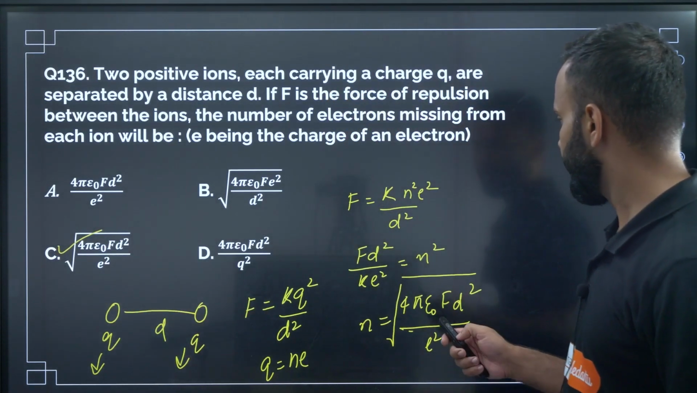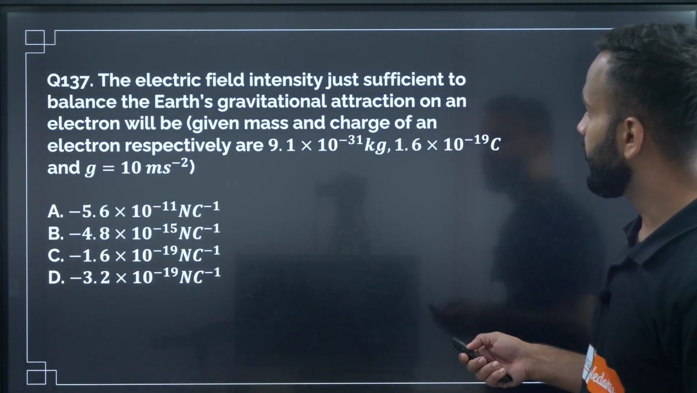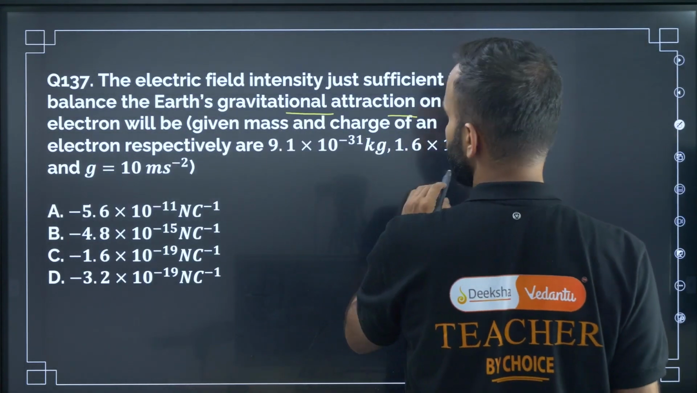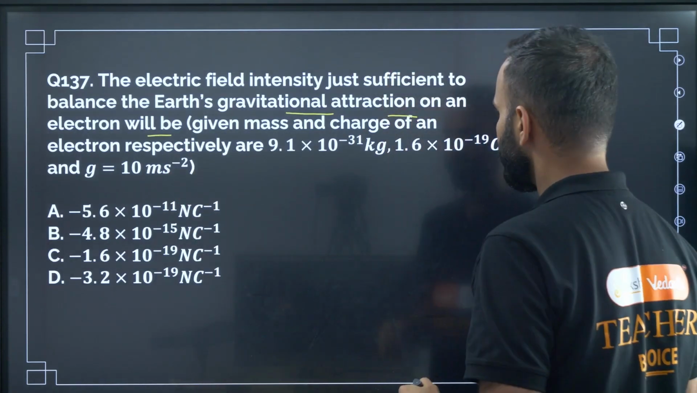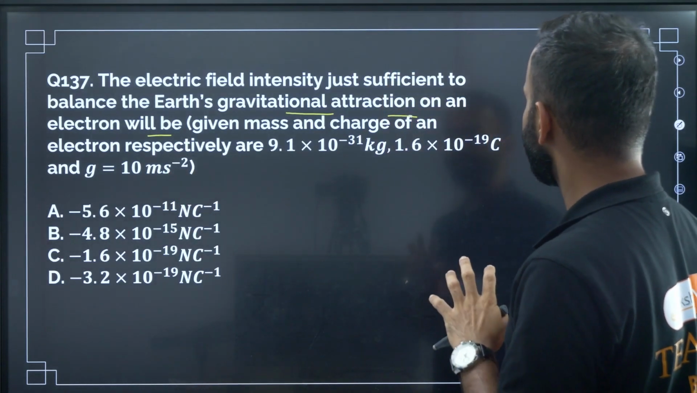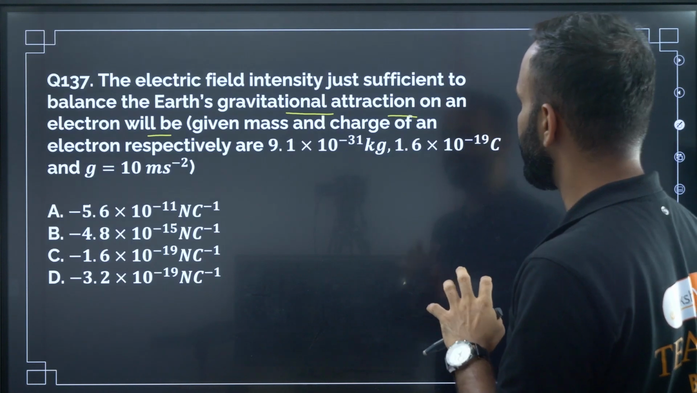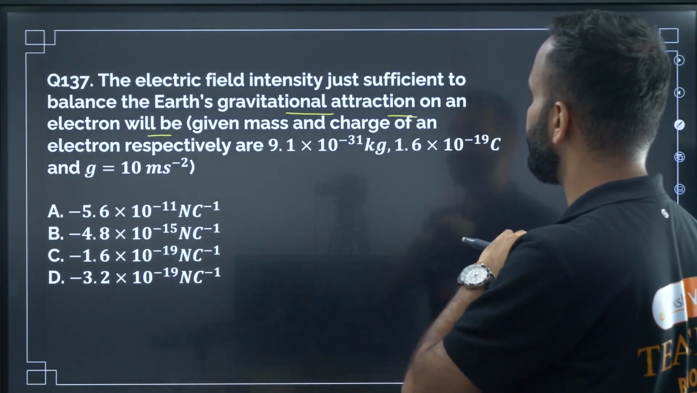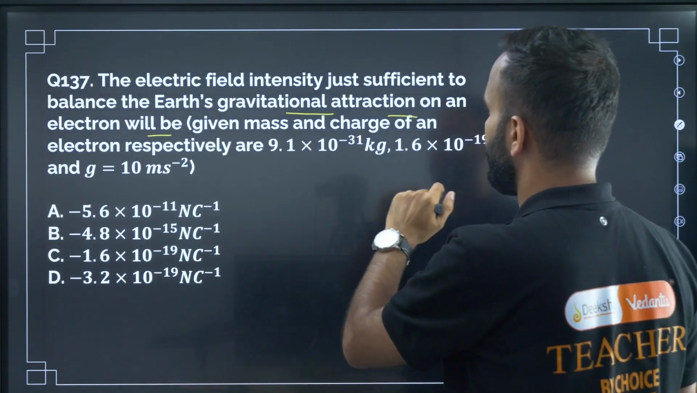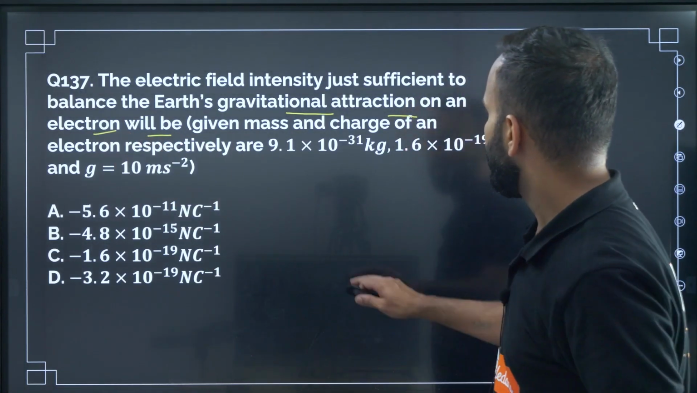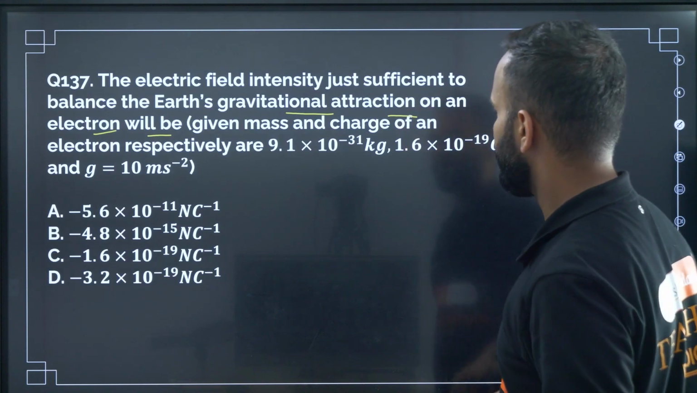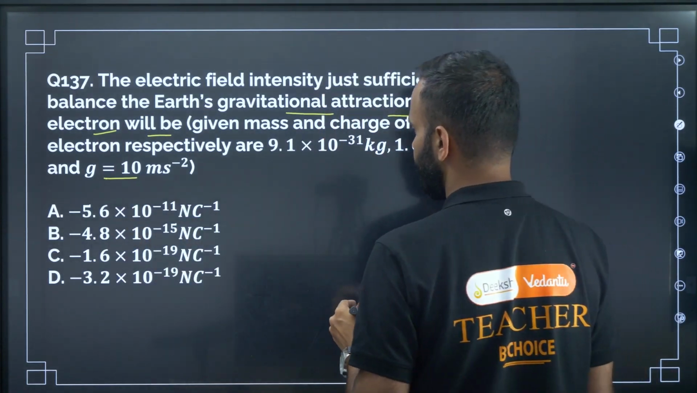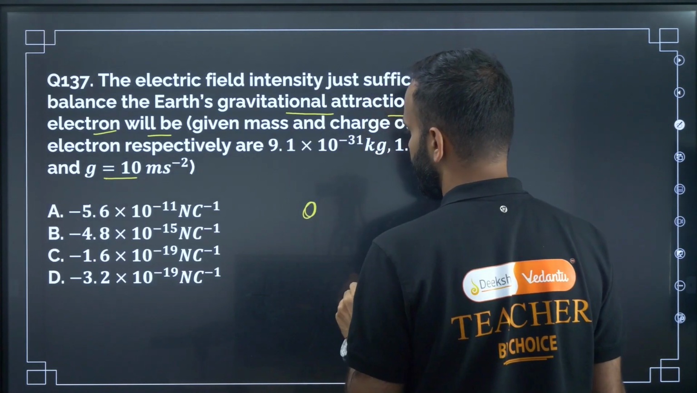Next question, question number 137. The electric field intensity just sufficient to balance the Earth's gravitational attraction on an electron will be... Here the mass of the particle is given. The particle is an electron, so the mass of the electron and charge of the electron are given, and g, the acceleration due to gravity, is also given.